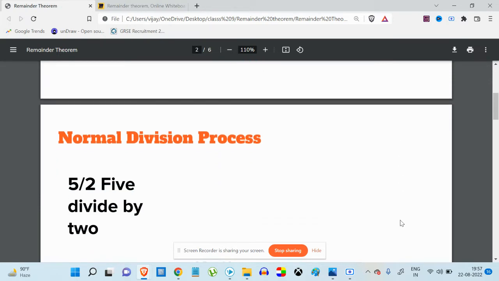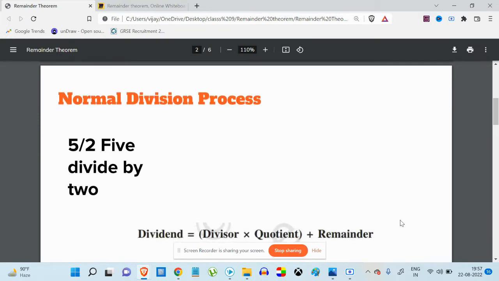So, in short, the remainder theorem is nothing but a normal division of numbers. But when we do it with polynomials, we call it the remainder theorem. That's it. Remember that for now.